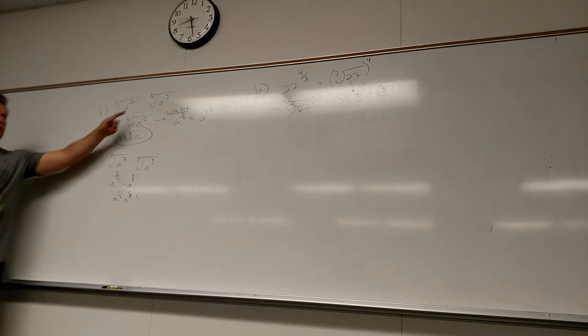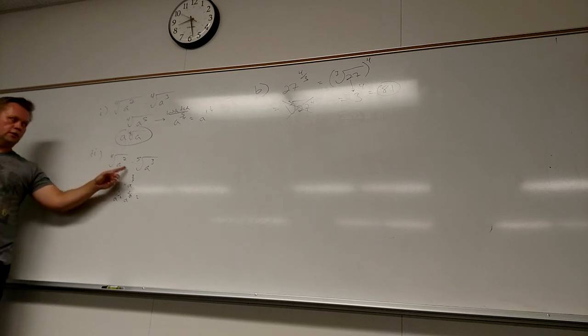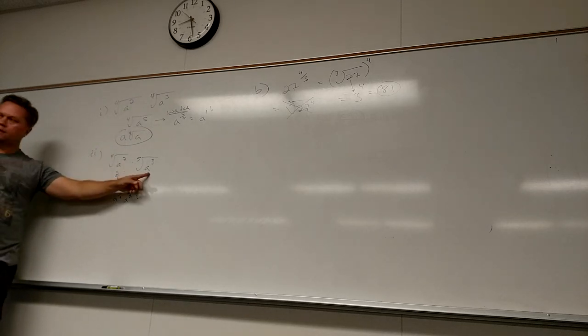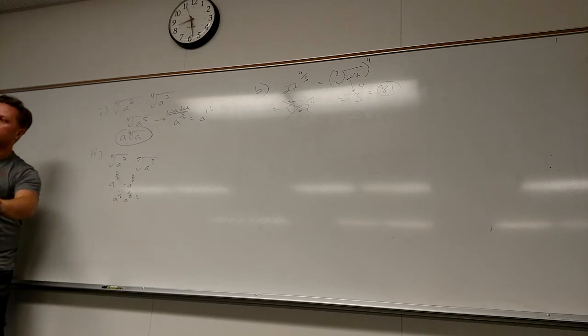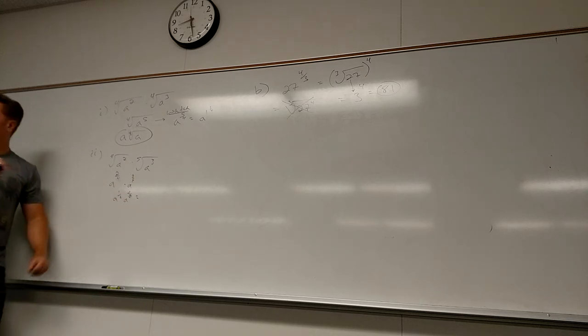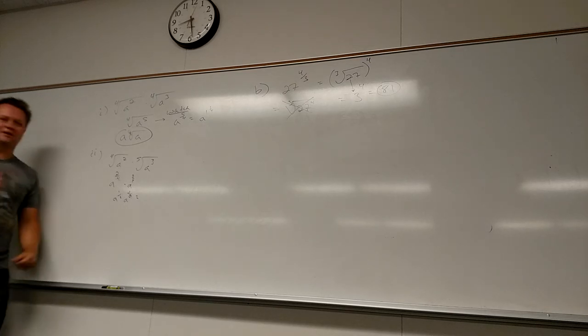So why am I able to do something here? Because the roots were the same. Why am I able to do something here? Because the bases are the same. One of those two things has to be true for you to be able to do something. If not, then you just circle it and say, I'm done.